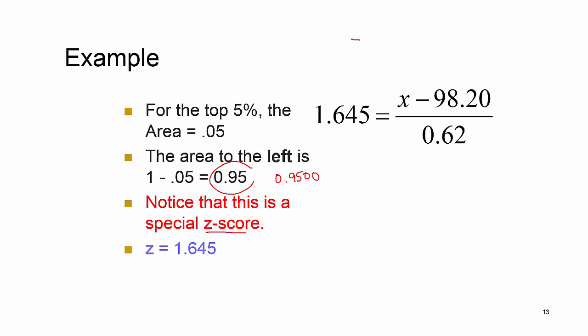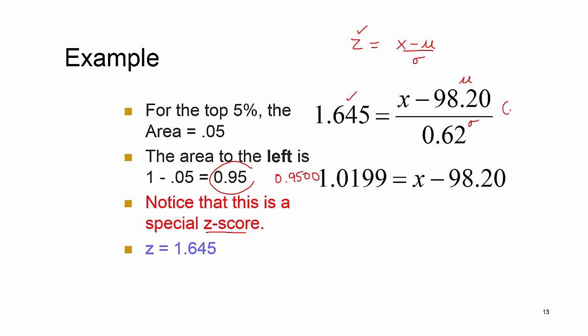So we're using the z-score conversion. Z equals x minus mu divided by sigma. I know my z, so that goes on the left. I don't know my x, my temperature, but I do know mu, and I divide by sigma. So first step is to undo division. We want to multiply both sides by 0.62. So 0.62 times 1.645 is 1.0199. Notice I didn't round that yet. I went ahead and left it out to about 4 places. You don't want to round till the very end.